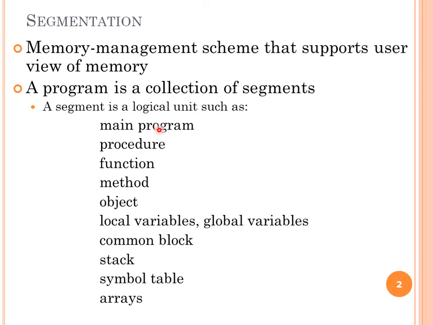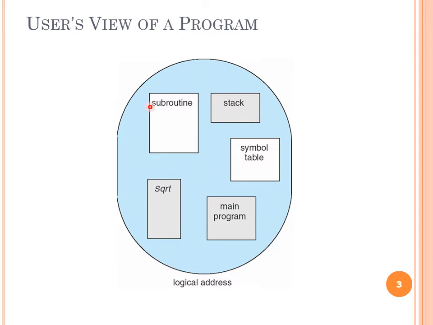The different segments are main program, procedure, function, method, object, variables, common block, stack, symbol table, and arrays. So as I said previously, it is a user view of the program. The program has a subroutine or a function. It makes use of stack, symbol table, built-in function sqrt, and the main program. So the logical address has all these different subparts called segments.